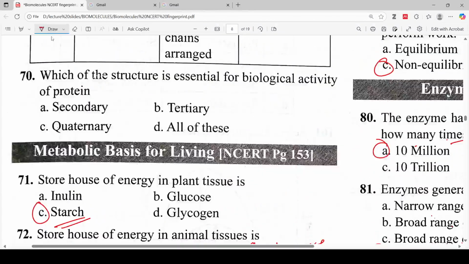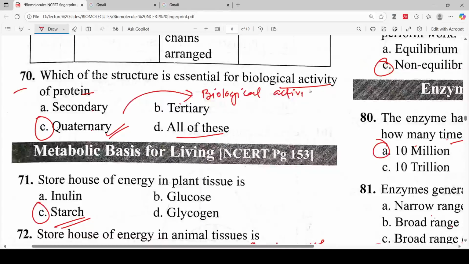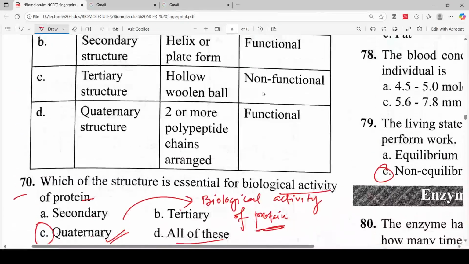Next question: which structure is essential for biological activity of protein? Secondary, quaternary, tertiary, or all of these. The correct answer is option C. Quaternary structure is required for biological activity of protein. Let's move to the next question.